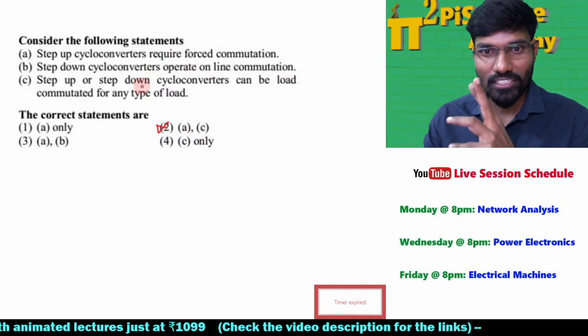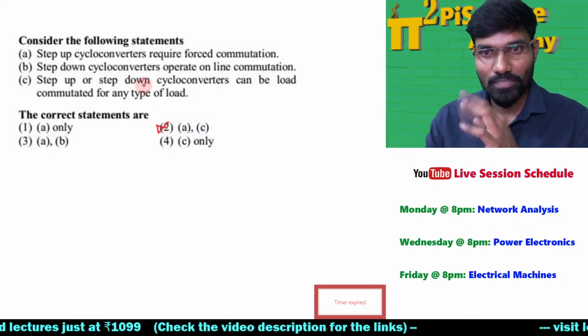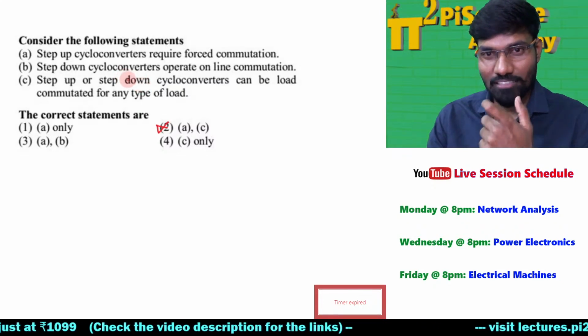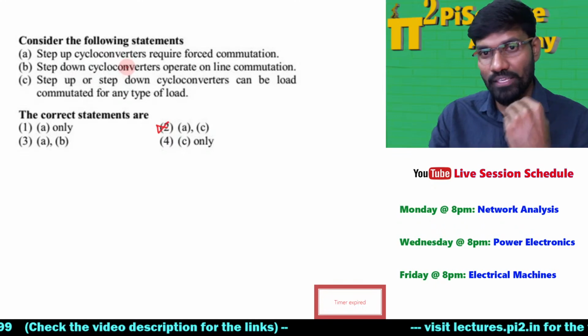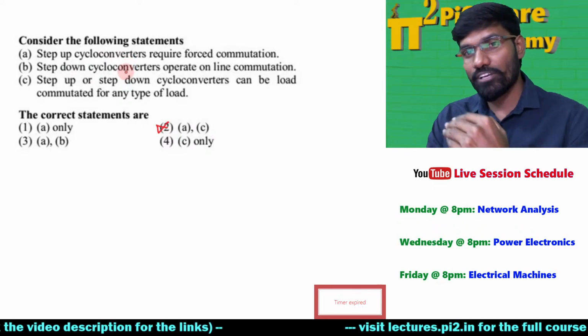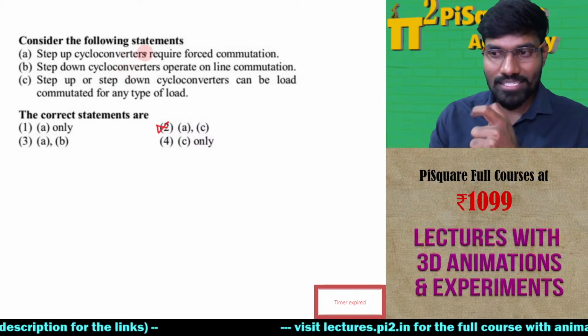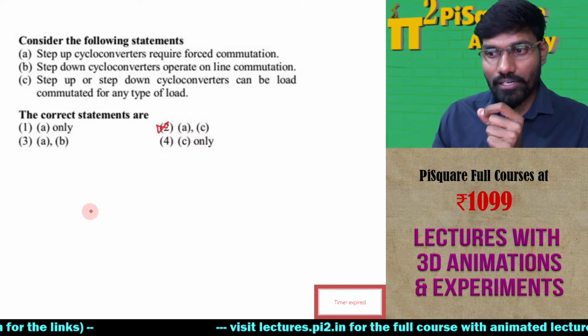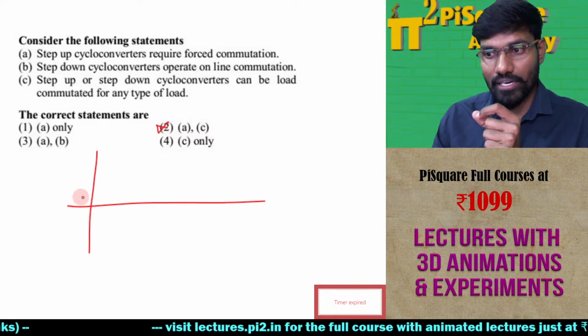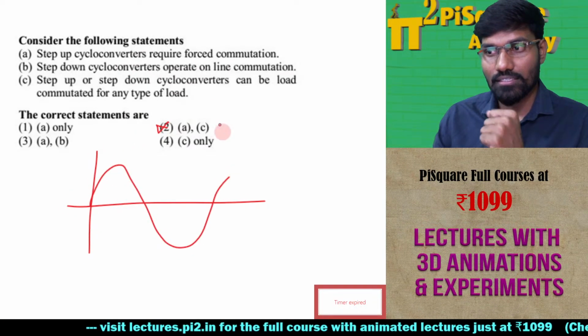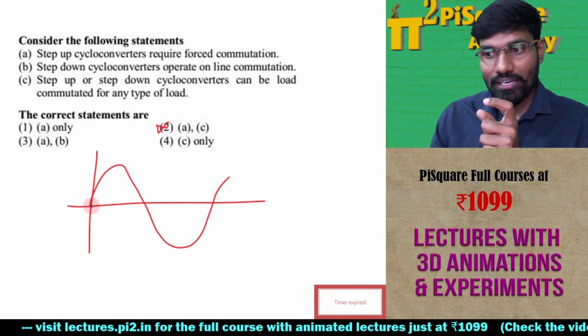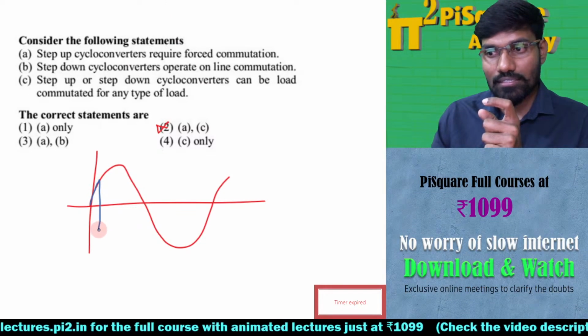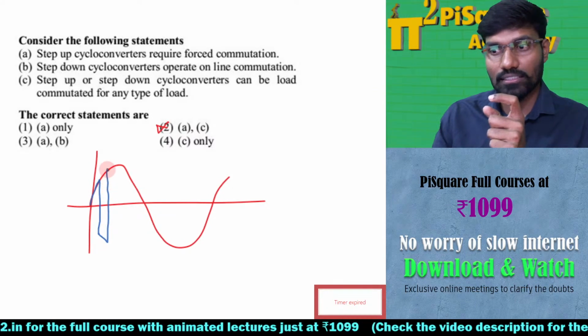There is a movie related to dance, Step Up, right? Not that. Step up means increasing the frequency. A cycloconverter with output frequency more than input frequency means less time period. If the input is something like this, the output has less time period, something like this.